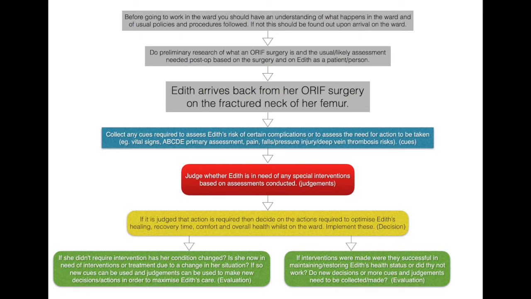You need to have knowledge of the context, like where you'll be working. For example, you need to know the policies and procedures that are usually followed, the different kinds of cases that arrive on the ward. You need to know the surgery, what an ORIF surgery is, and the usual assessments that need to be done post-op that will also need to be done on Edith. And you need to know information about Edith, such as her age and different risk factors for different complications.